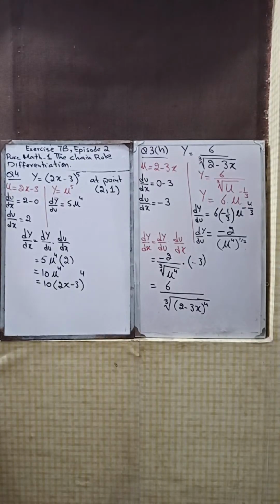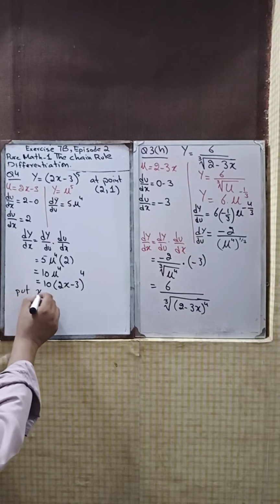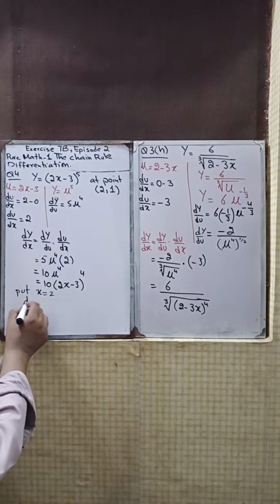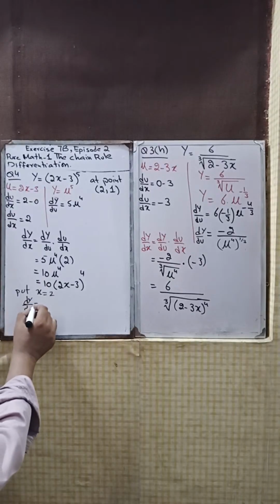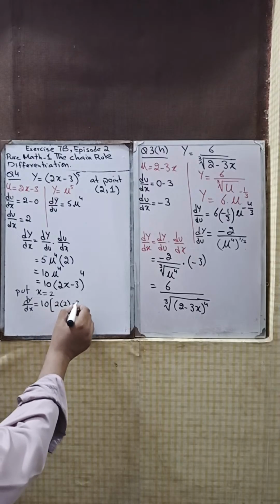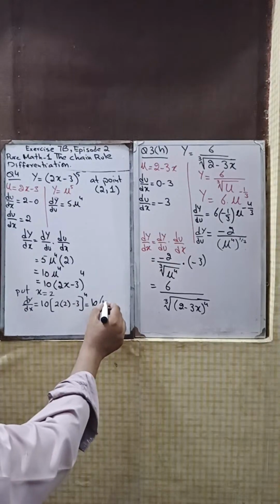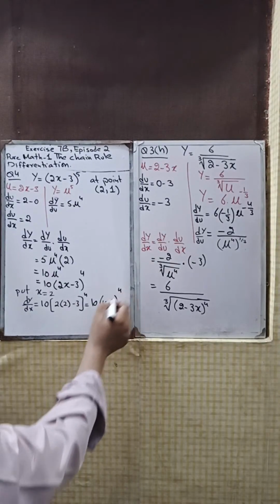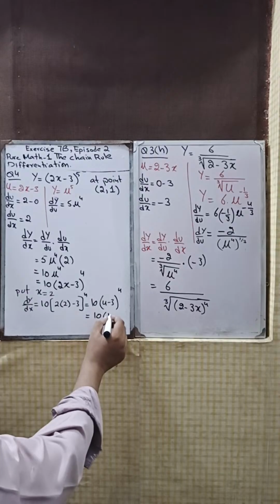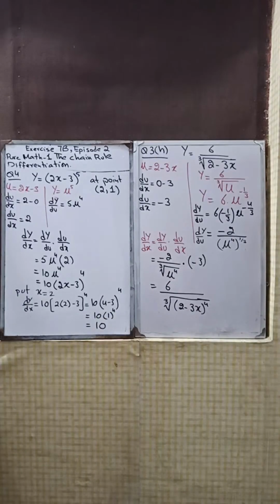So the gradient will be, put x equals 2. So dy by dx here will become 10 into (2 into 2 minus 3) raised to power 4. So this will be 10 into (4 minus 3) raised to power 4, which is 10 into 1 raised to power 4. So the answer is 10. Okay, so let me check. Question number 4. In the book, the answer is 10.